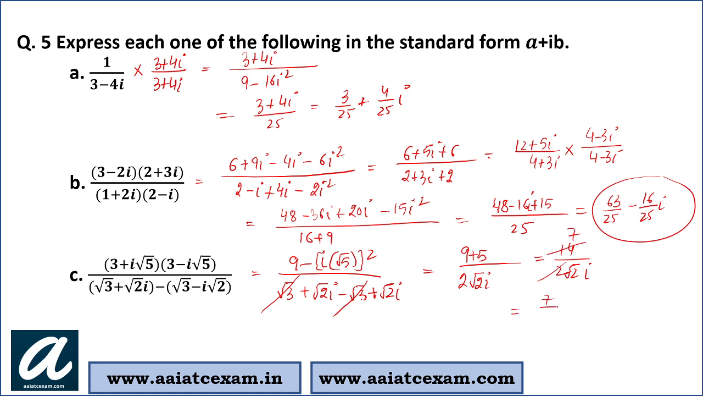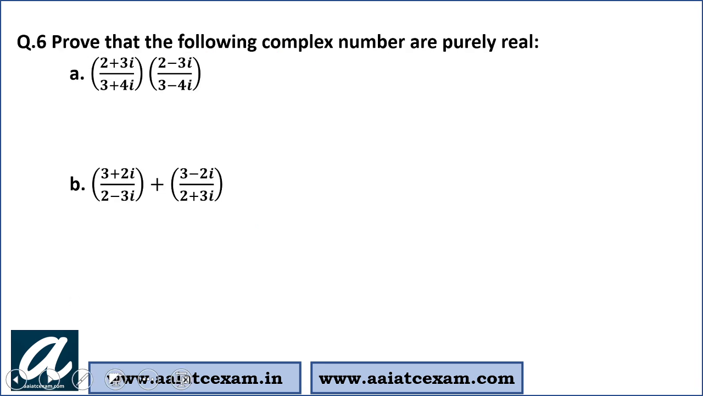Just convert this to the standard form. How? You have 7 under root 2 in the denominator with iota, so multiply and divide by iota. Your answer is 7 iota by under root 2 iota square. Iota square is always minus 1, students, so the answer is minus 7 iota by root 2. That's how I expressed all these numbers in the standard form, that is a plus iota b.